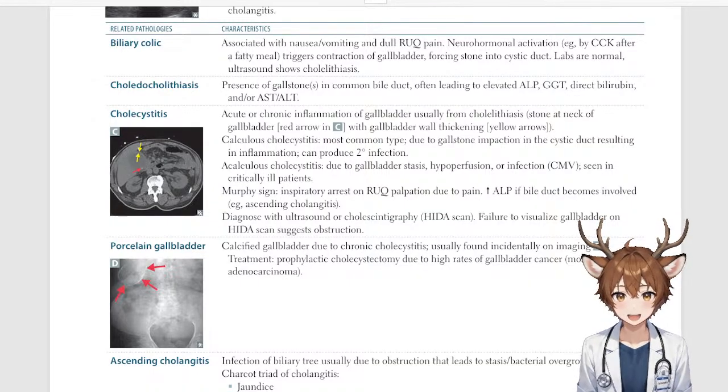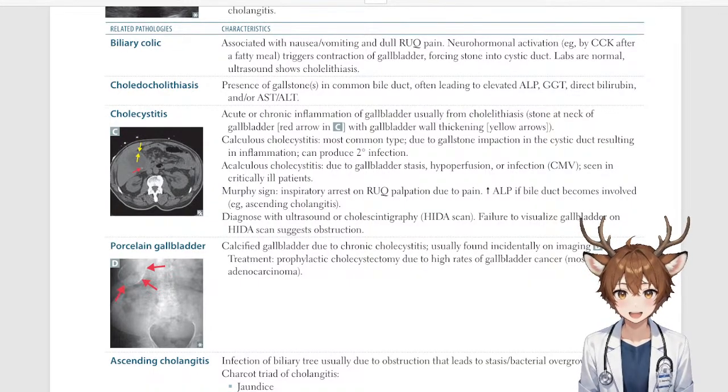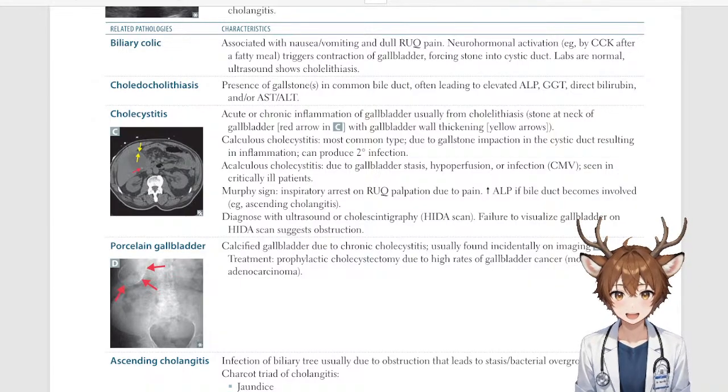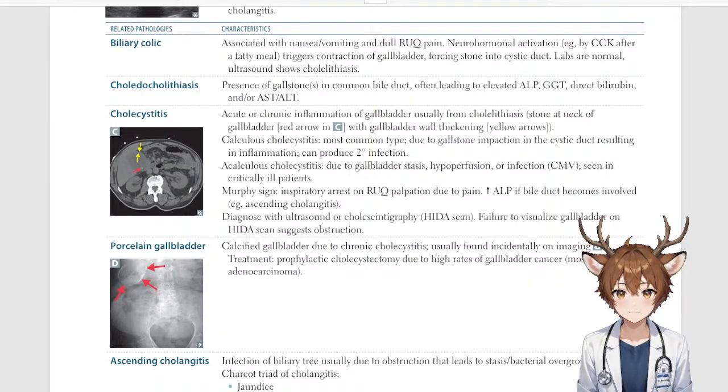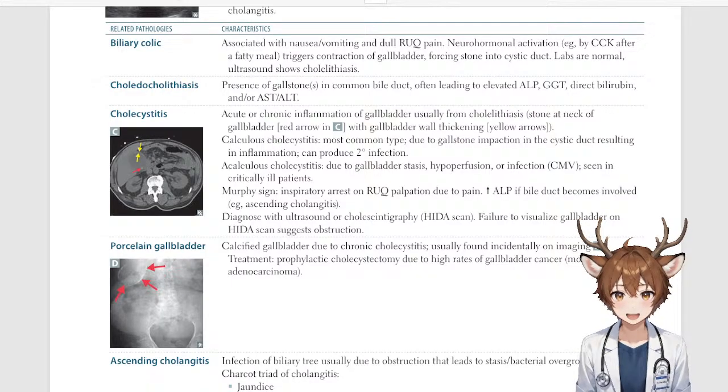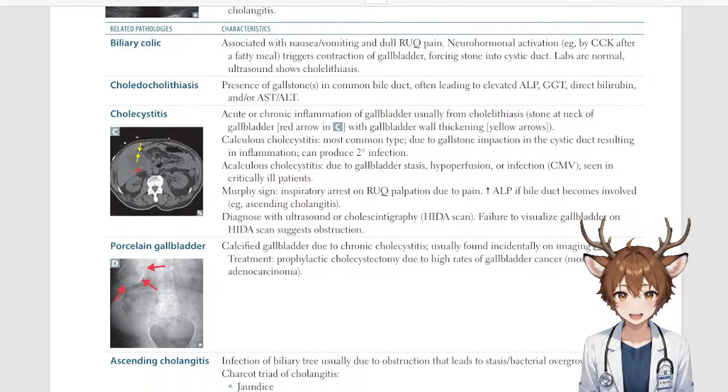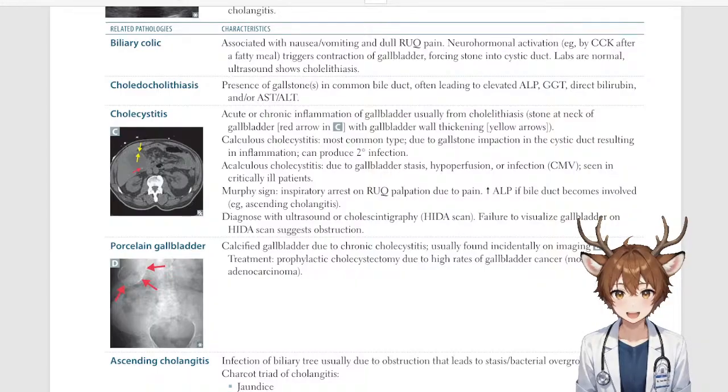Can produce secondary infection. Acalculous cholecystitis due to gallbladder stasis, hypoperfusion, or infection of CMV seen in critically ill patients. Murphy sign, inspiratory arrest on right upper quadrant palpation due to pain. Pain may radiate to the right shoulder due to irritation of the phrenic nerve.